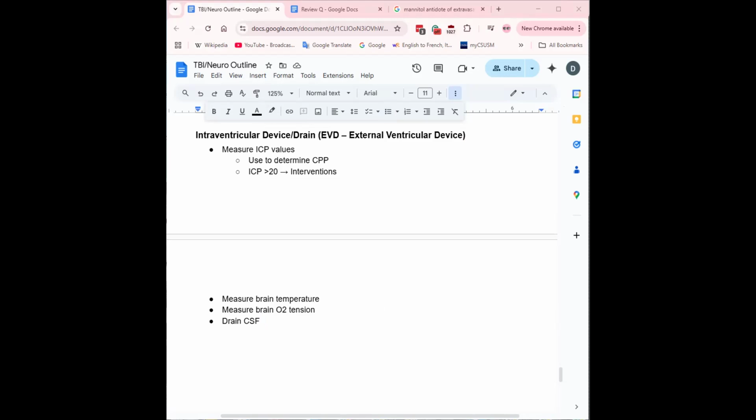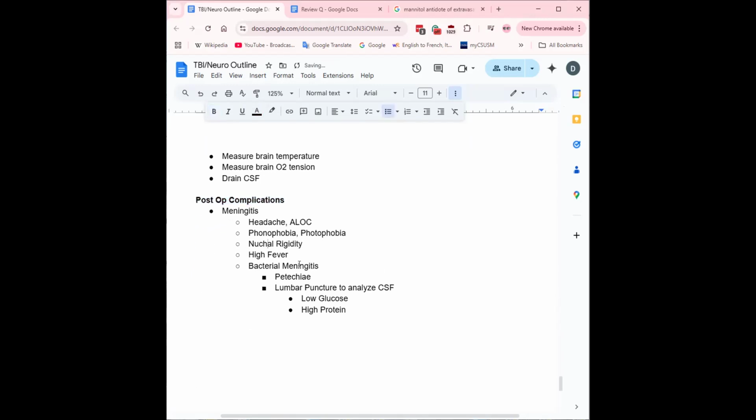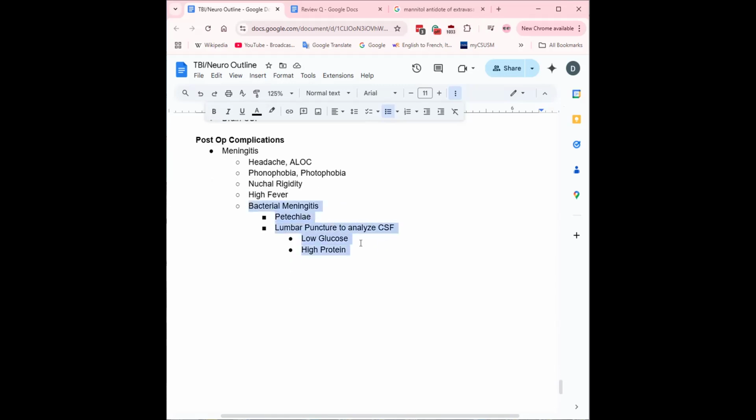Again, I don't think you need high detail on meningitis, but I think with this you should have all you need. So post-op complications: meningitis, a lot of these increased ICP symptoms, headache, altered level of consciousness, difficulty handling light, difficulty handling noises, nuchal rigidity, so a stiff neck, that's important. The high fever. This one's kind of specific, just how to tell apart bacterial versus viral, like a lumbar puncture to see the protein and glucose levels in it.